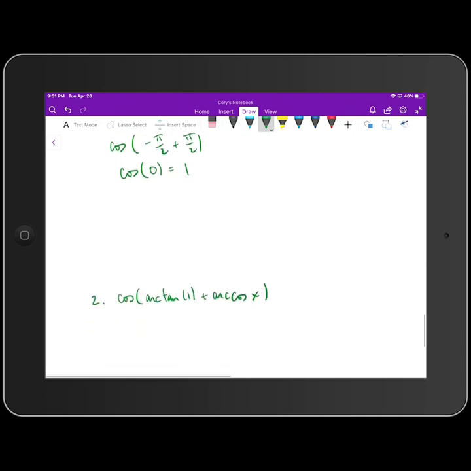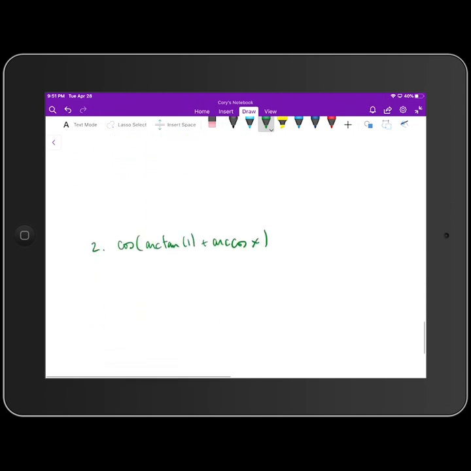Okay, let's try another one of these. So we have the cosine of the arctangent of 1 plus the arccosine of x. All right, we'll work this one through. I'll work this one out for you.